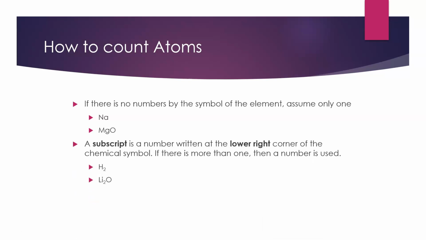A subscript is written at the lower right corner of a chemical symbol. If there is more than one, then that number is used. For example, H2 means we have 2 hydrogens. Li2O means that I have 2 lithiums and 1 oxygen.